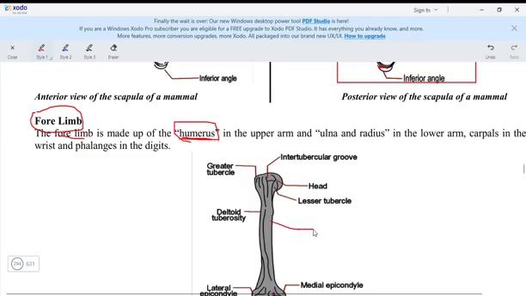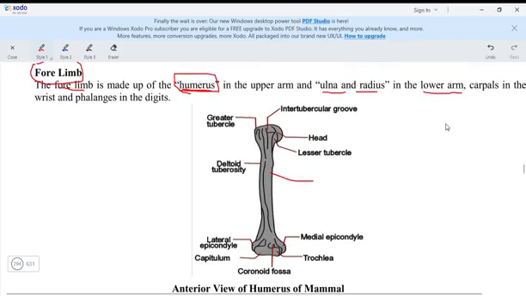The humerus is at the upper arm. The upper part of your hand is the humerus, part of the forelimb. And then apart from that, we also have the ulna and radius. These ones are the lower arm, the lower part of your hand. So that's for the lower part where we have carpals in the wrists and phalanges in the digits.